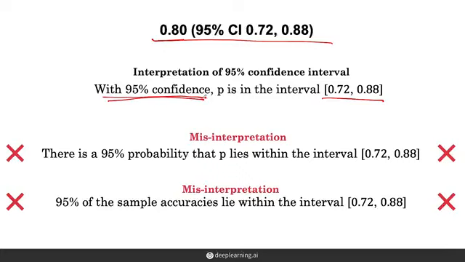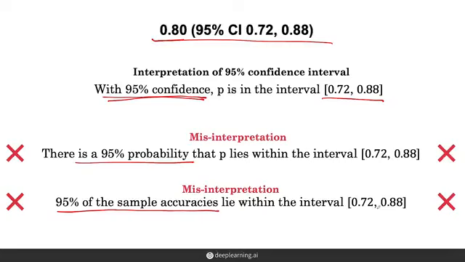95% confidence does not say there is a 95% probability that P lies within the interval. It also does not say that 95% of the sample accuracies lie within this interval. The interpretation of 95% confidence is a little more nuanced and requires us to think about making repeated samples.